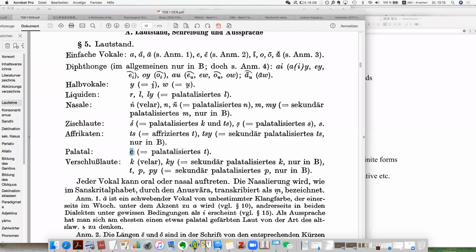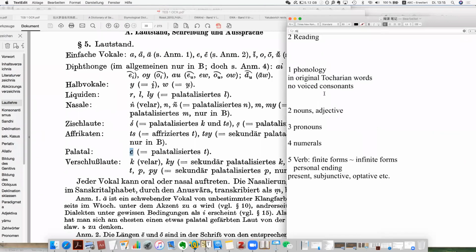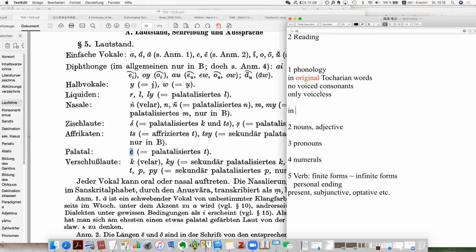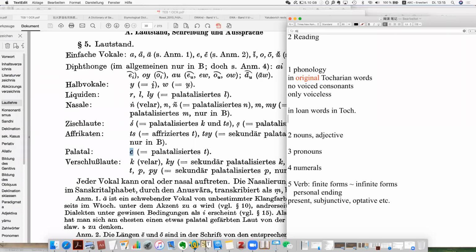So they are voiceless. So no voiced consonant, only voiceless. So this is original. I have to highlight it. This is original. And then in loanwords, there are a lot of loanwords in Tocharian. Of course, there are very different kinds of consonants, voiced plus voiceless, both. So in loanwords, especially Sanskrit loanwords, from Sanskrit.